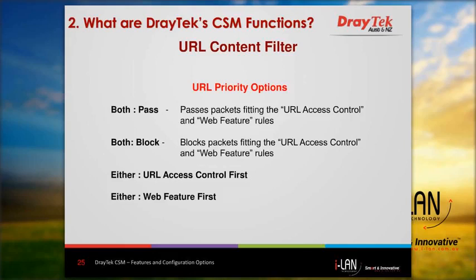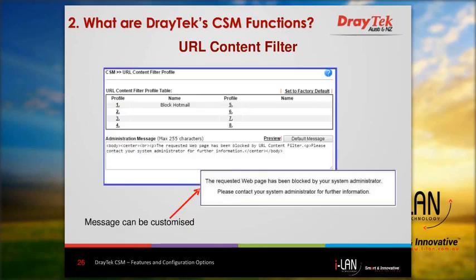So here we have a summary of the URL priority options, which I mentioned earlier. And here we have a completed profile, and you can customize the message that will be displayed to the user when they attempt to access the blocked website. I've just highlighted that down the bottom there, but you can change the message to whatever suits your business.